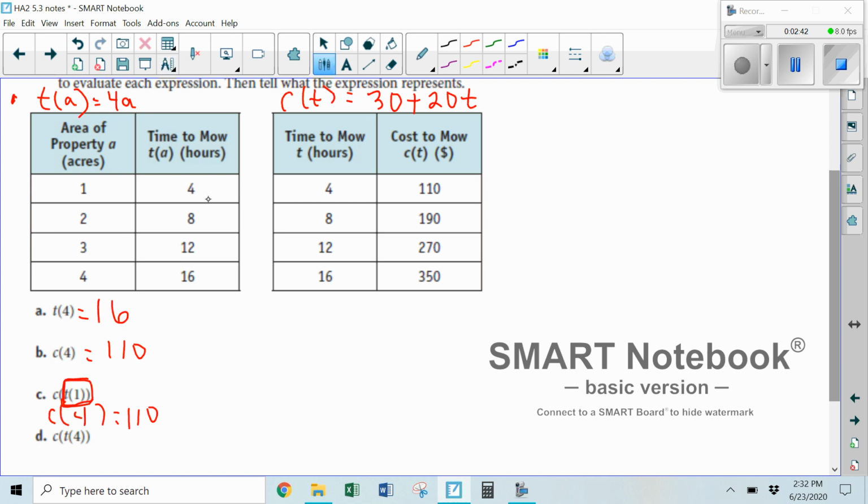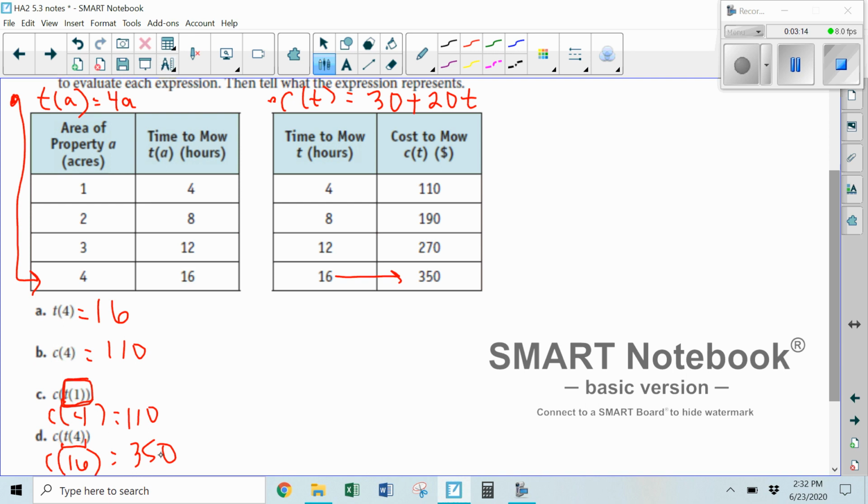Let's look at the next one, c of t of 4. So again, let's do this inner part first. What's t of 4? So go to your t function, plug in a 4, you get 16. That's the inner part. Now it says do c of 16. So go to your cost function, plug in 16, your output is 350.